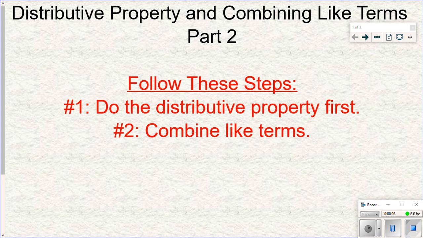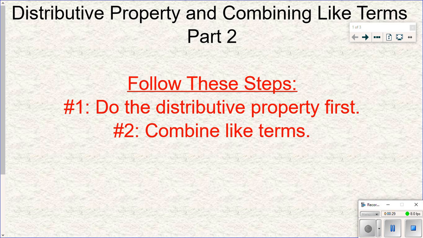This lesson is part 2 of my lesson on distributive property and combining like terms. In part 1, everything was positive values. There was no subtraction and no negative values. So that's more basic than this. So you really should start with part 1. I'll try to give a link to it in the upper right-hand corner, and then come and do part 2.